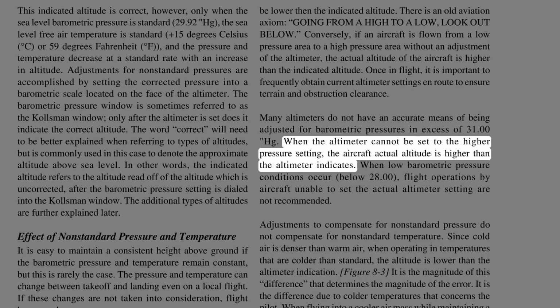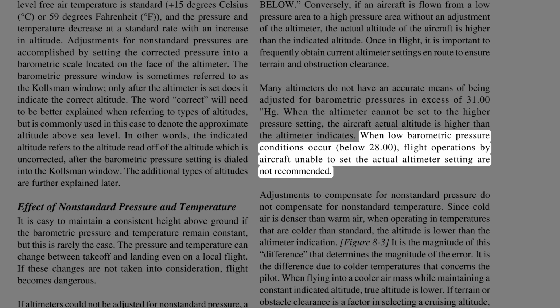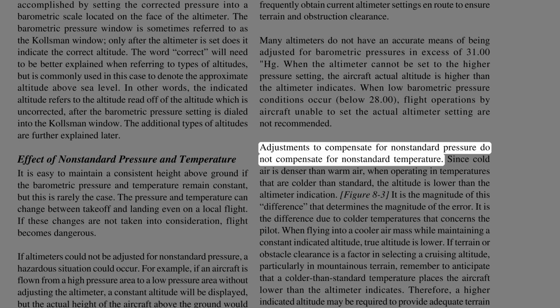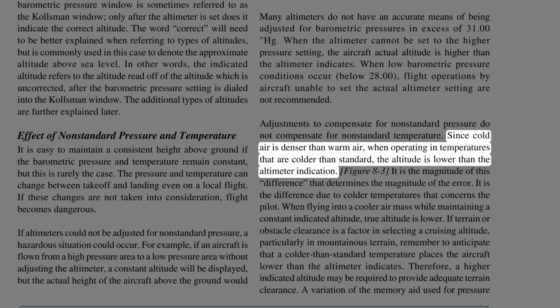When the altimeter cannot be set to the higher pressure setting, the aircraft actual altitude is higher than the altimeter indicates. When low barometric pressure conditions occur, below 28.00, flight operations by aircraft unable to set the actual altimeter setting are not recommended. Adjustments to compensate for non-standard pressure do not compensate for non-standard temperature. Since cold air is denser than warm air, when operating in temperatures that are colder than standard, the altitude is lower than the altimeter indication.